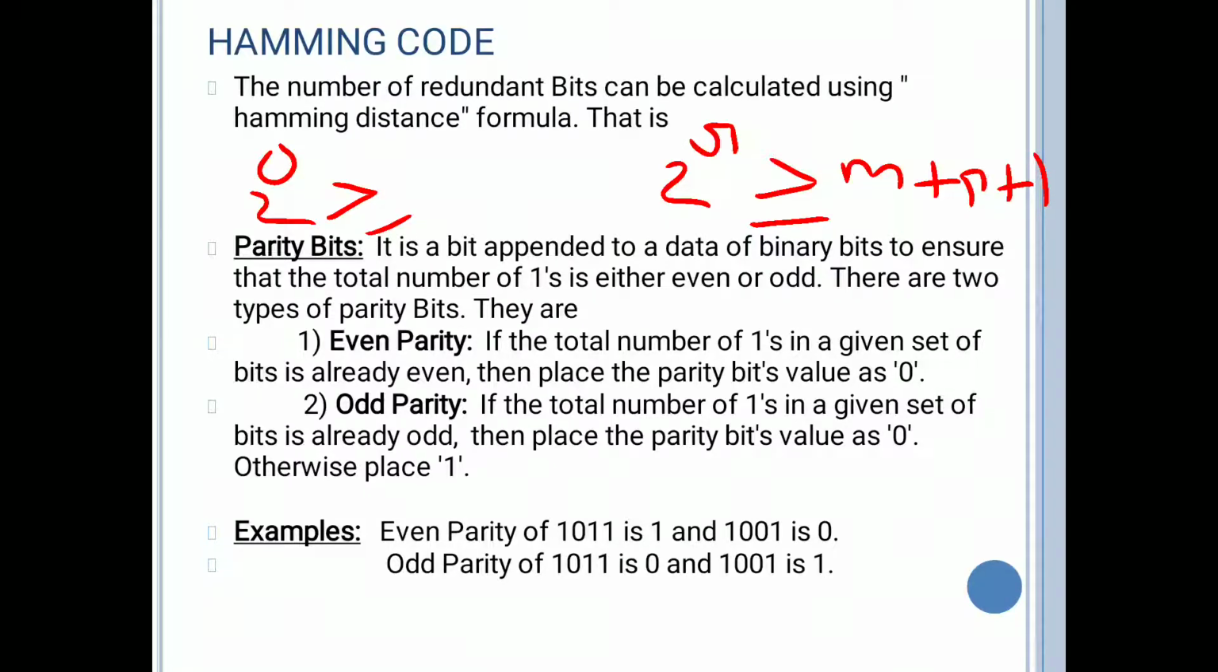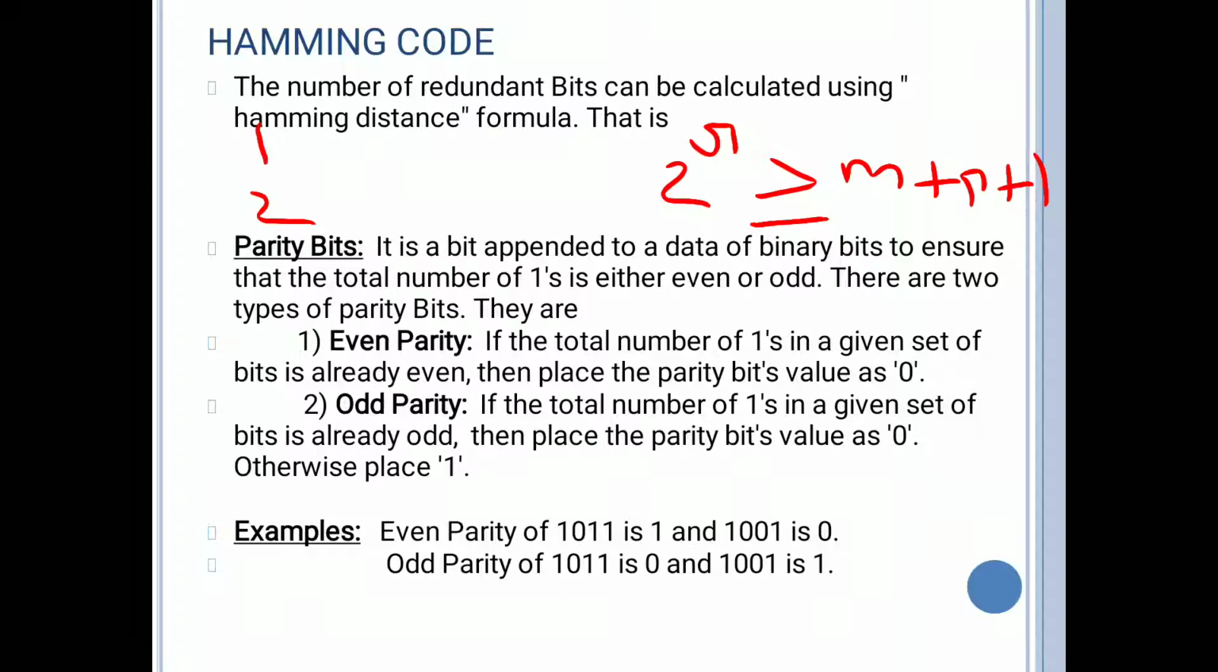So 2 to the power of 0 greater than or equal to, the number of bits in the original data is 5, plus the r value, here 0, so 5 plus 0 plus 1. On the right side the value is 6 and on the left side the value is 1. So here the condition fails. If the condition fails, we simply increment the value of r by 1.